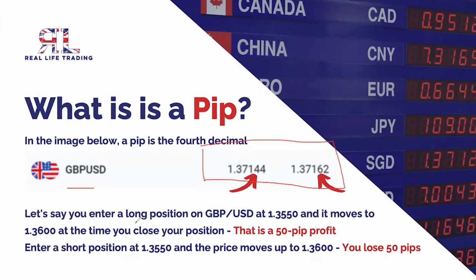So let's say that we're going to take a long position on GBP versus USD. So we believe that the GBP is going to go up and the USD is going to go down in price. We think the value is going to be with the sterling.